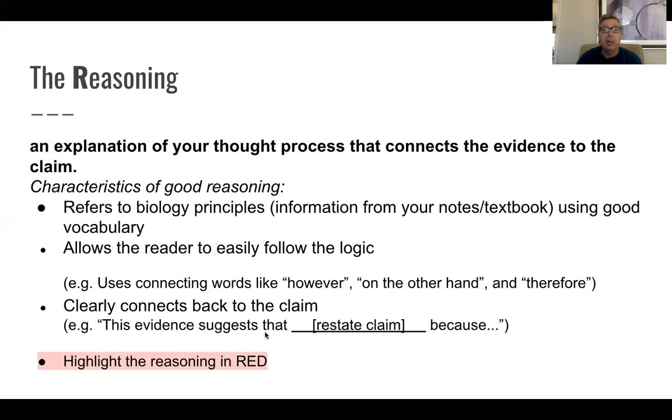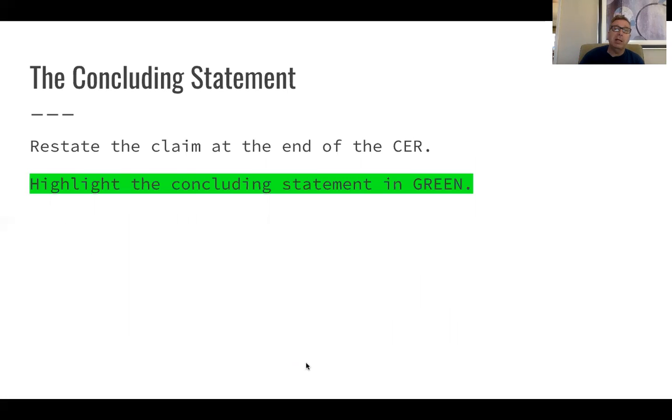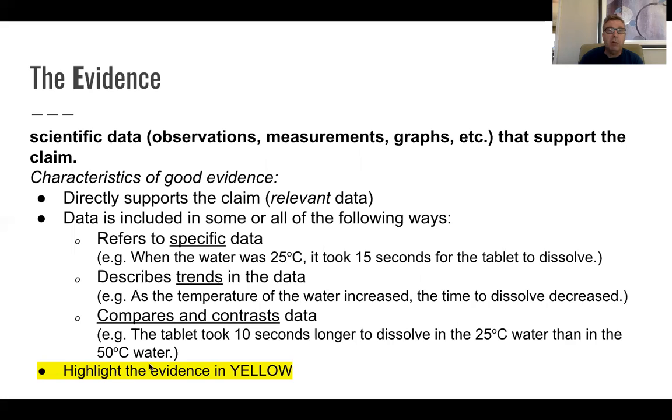All right, I just want to go back. So it's on the next slide that we're going to go ahead and highlight the reasoning in pink. Okay, don't do red because red is pretty dark, right? So a lighter shade of red, right? So it's green, yellow, red. And then the last sentence is restating the claim. So highlight the concluding statement in green. And so that would be this last one.